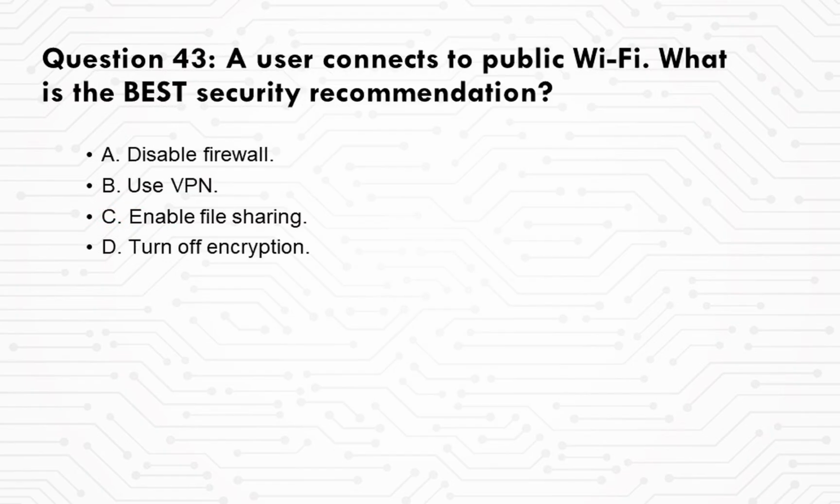Question 43. A user connects to public Wi-Fi. What is the best security recommendation? A. Disable firewall. B. Use VPN. C. Enable file sharing. D. Turn off encryption. Answer: B. VPN encrypts traffic on insecure networks.